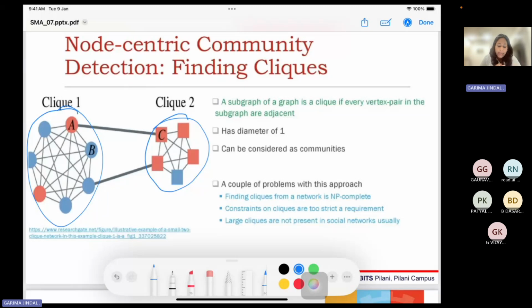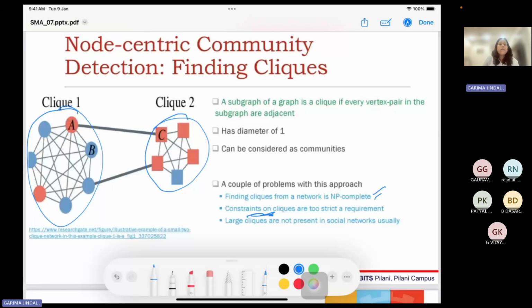Firstly, identification of cliques in large networks is an NP-hard problem, so it was difficult to identify the cliques in the network. Then they thought that this constraint is very strict, so we have to relax it. We cannot go with identifying cliques in the network, so we have to think about some other method to identify the communities.